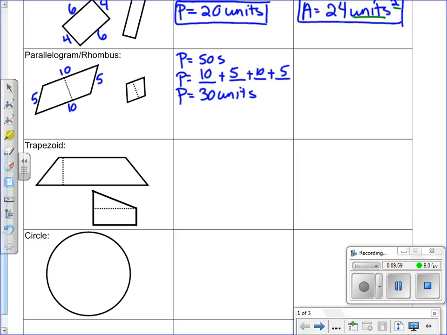Again, not squared, because all I'm doing is going around the outside. You're not squaring anything. You're not multiplying. You're just adding more and more and more. So you're just getting more and more centimeters or meters or yards or whatever you're doing.